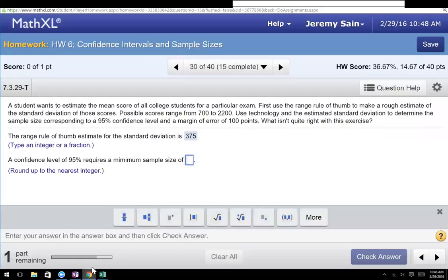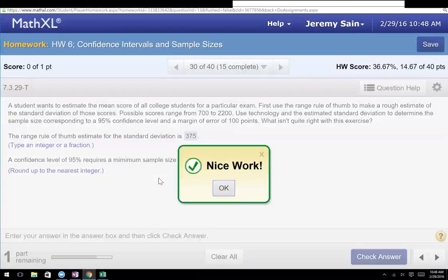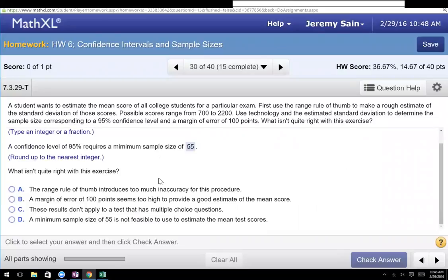54, or it'd be 55 when we round it up. So what isn't quite right with this exercise? Does anything seem shady about what we did?